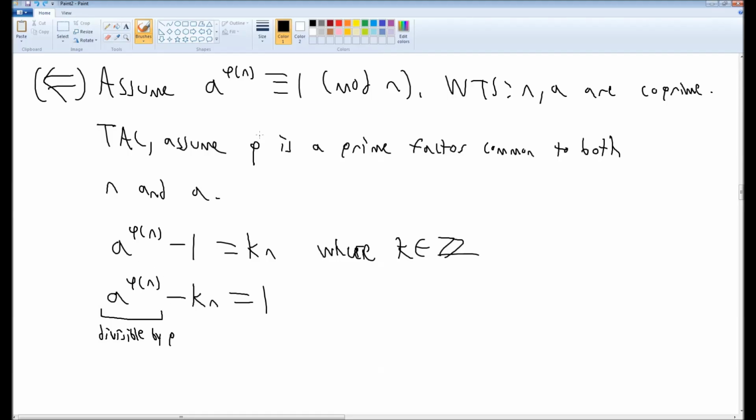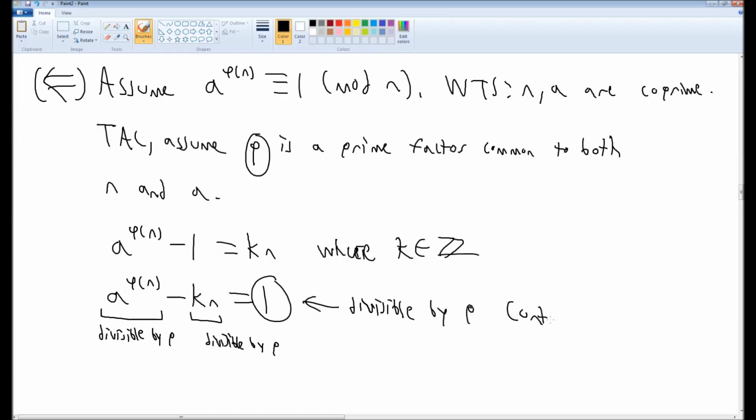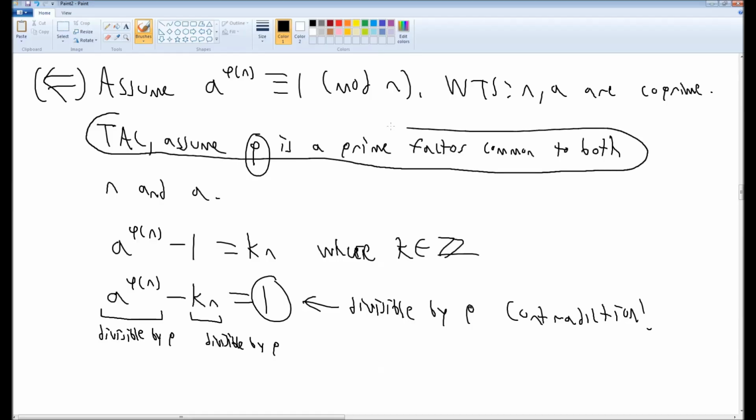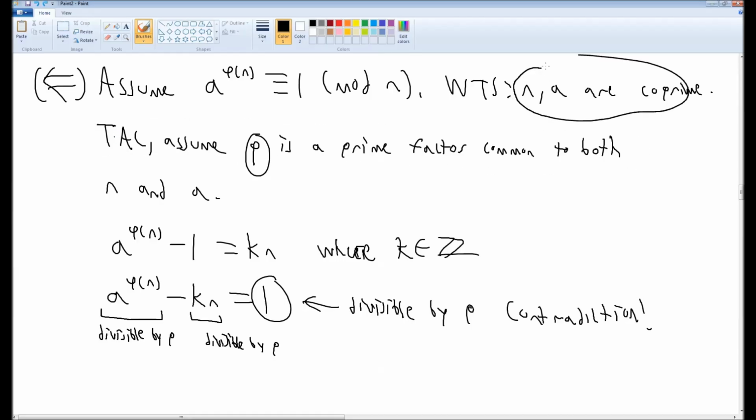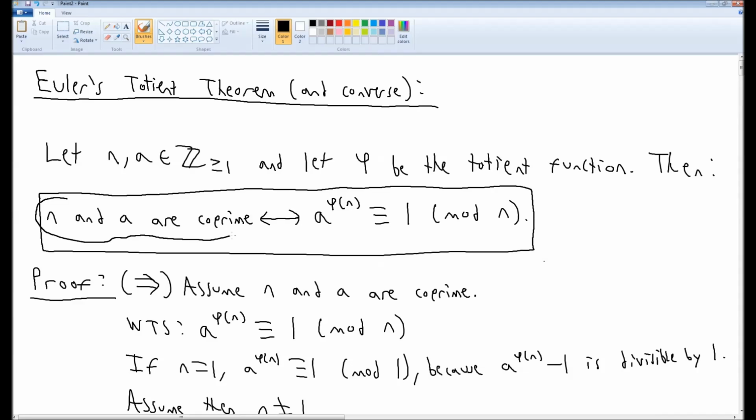Okay, and then since we said that p is also a prime factor of n, that means this part right here is also divisible by p. But now when you subtract two things that are divisible by p, you should get an answer that's divisible by p. So therefore, this 1 here is divisible by p. And that's a contradiction because 1 can never be divisible by a prime number p. So our assumption that there was a prime factor common to both must have been wrong. Therefore, these must have been coprime. So that finishes the proof. So we showed that n and a are coprime if and only if this is true.